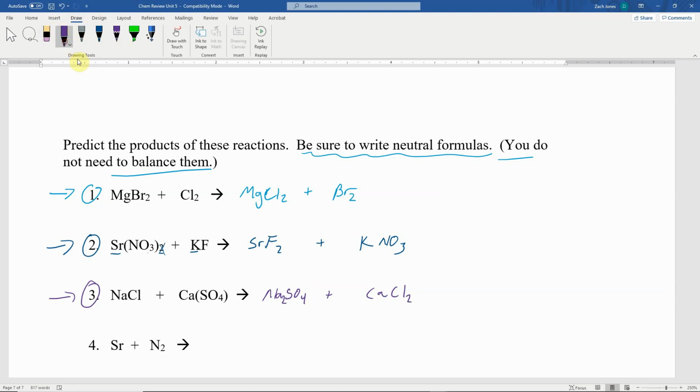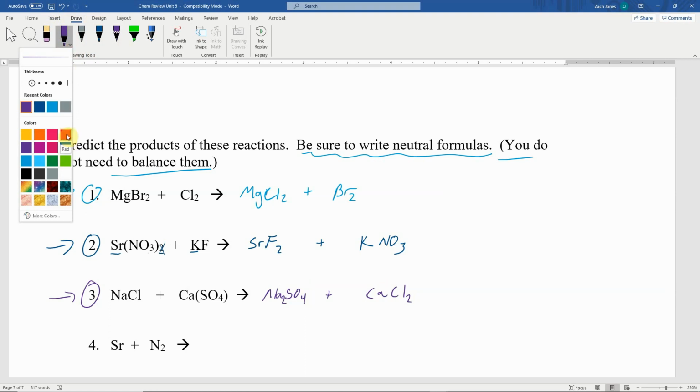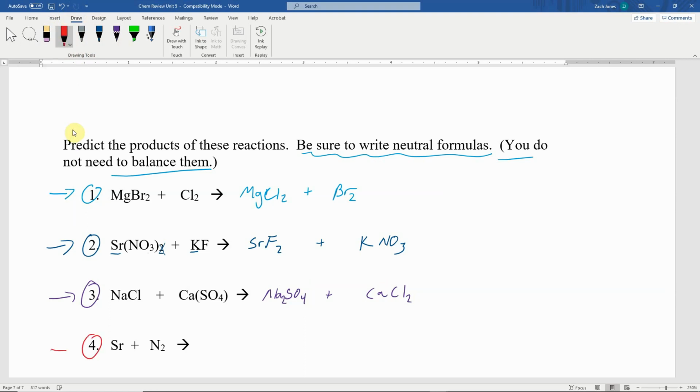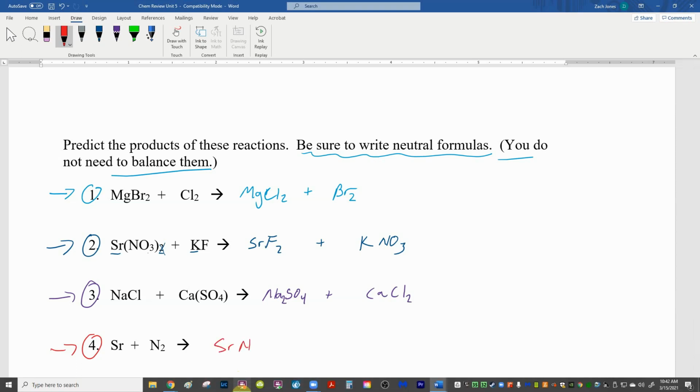All right, last one, I want you to do number 4. Do the whole reaction and check charges, check for diatomic elements. So we're going to put them together, and remember the Sr is going to go first because it's the positive ion. I'm leaving off the 2 because I'm going to check charges.